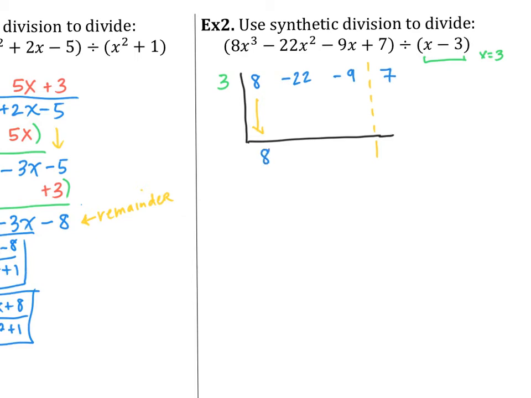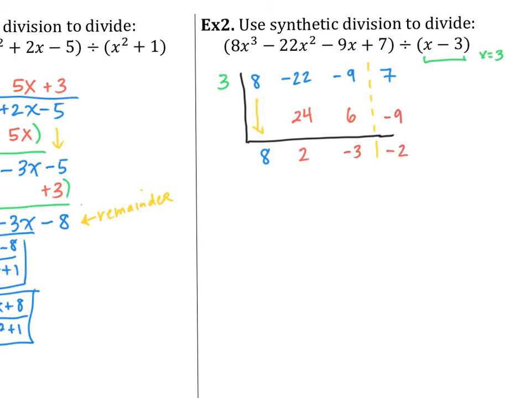Now I'm going to multiply. I multiply this 3 by this 8, and the answer goes here. So 3 times 8 is 24. Then I add the column down. Negative 22 plus 24 is 2. And then I repeat that step again. Now I do the 3 times this number. The 3 times the 2 is 6. And then again, I'm adding down, combining these terms. Negative 3. Then I'm going to repeat. 3 times negative 3 is negative 9. 7 minus 9 is negative 2.